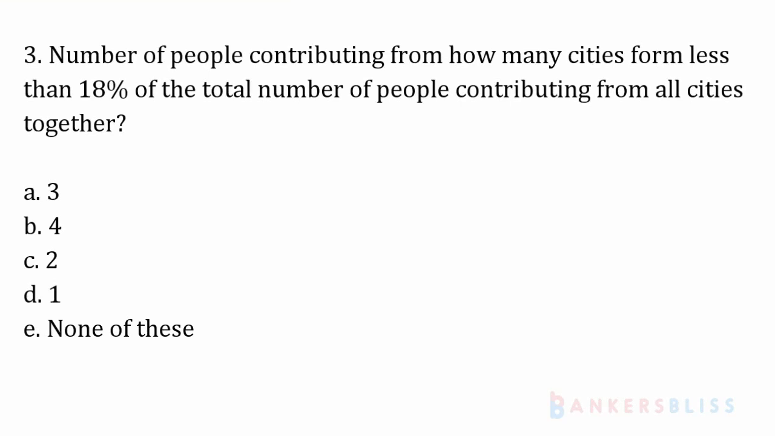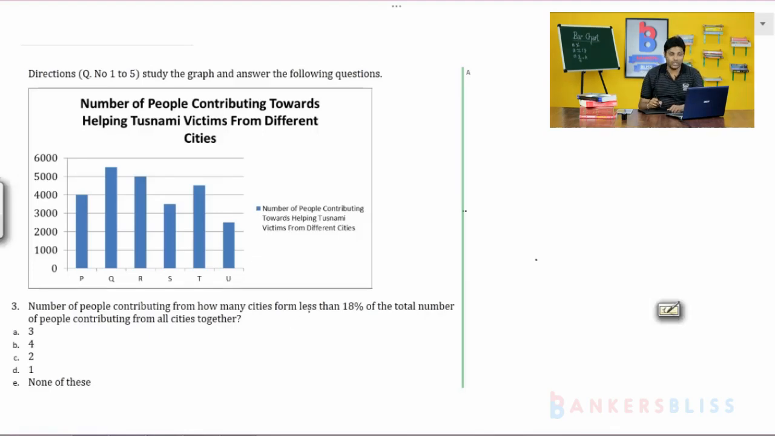Problem number 3. Number of people contributing from how many cities form less than 18% of the total number of people contributing from all the cities. So the total number of people contributing from all the cities, in the previous problem itself we had calculated, it was 25,000. So that is the total.